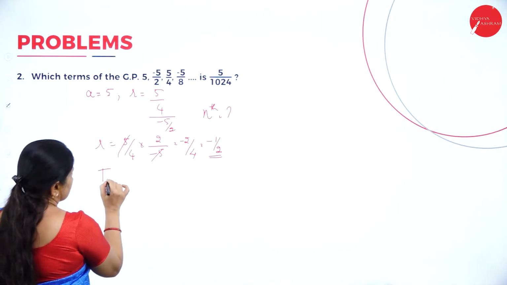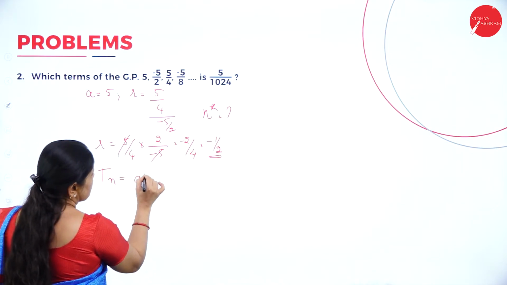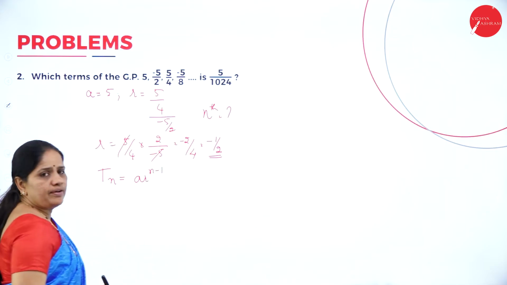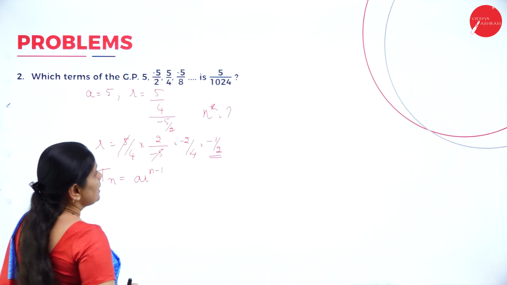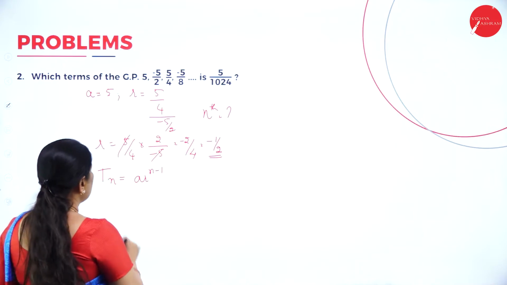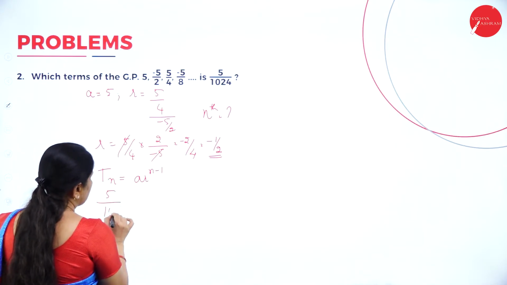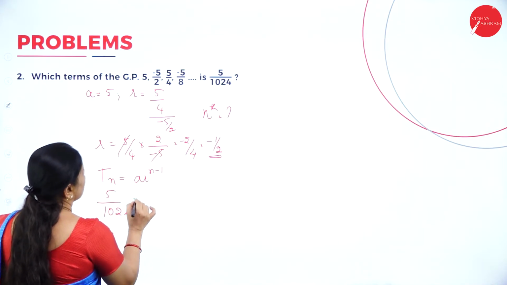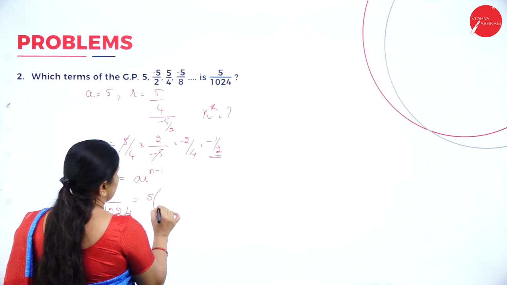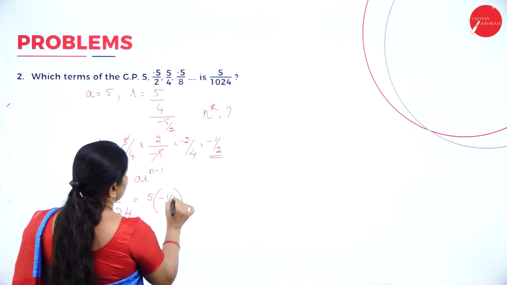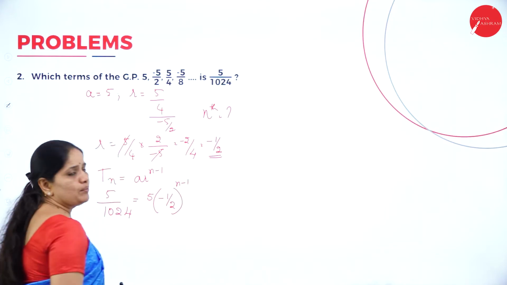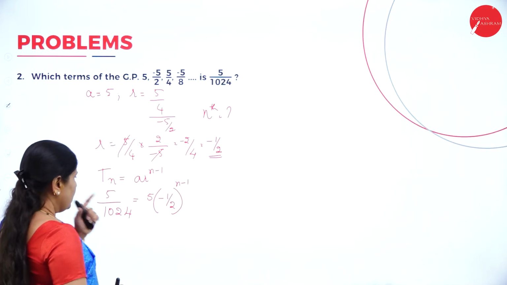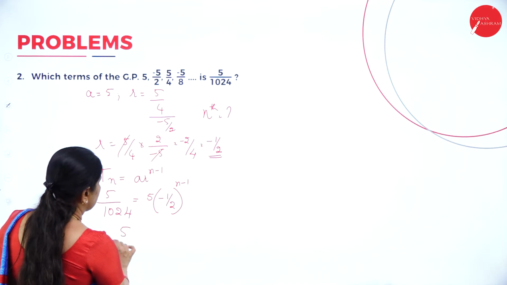So I write Tn equals AR to the power of n minus 1. So what is the term given here? 5 divided by 1024 equals 5 into minus half to the power of n minus 1. Now, I simplify this further.